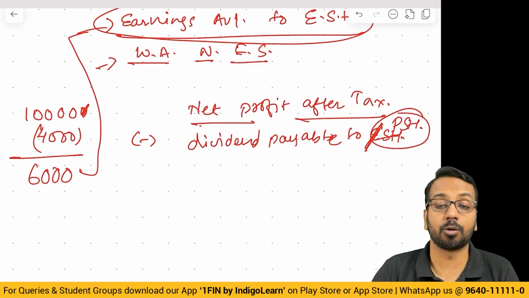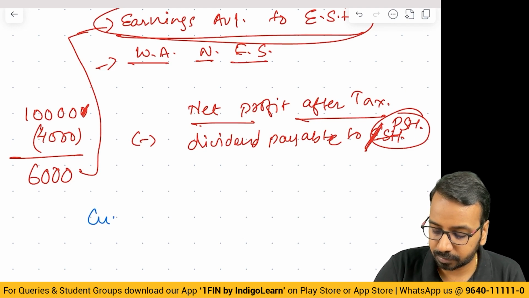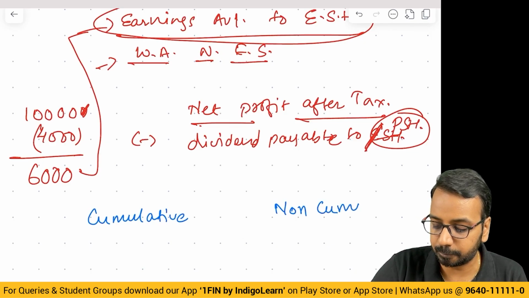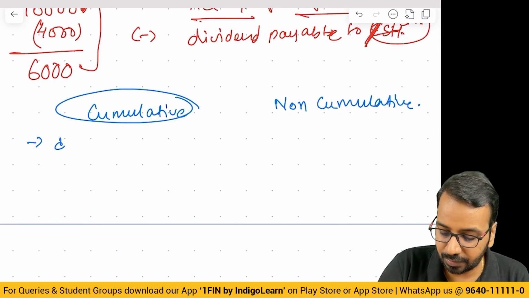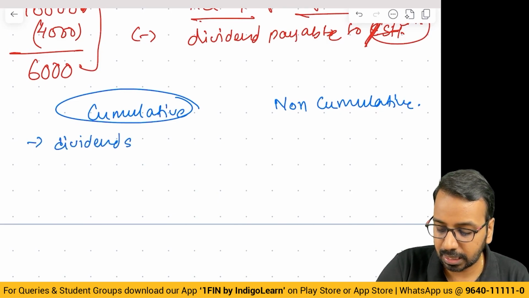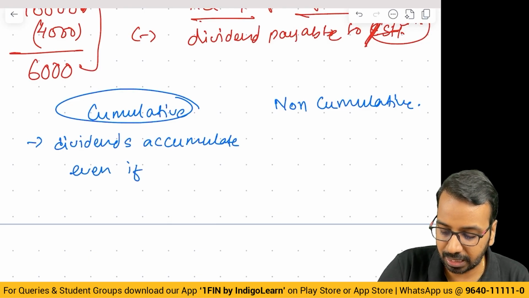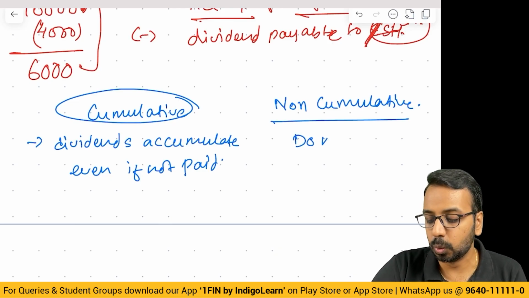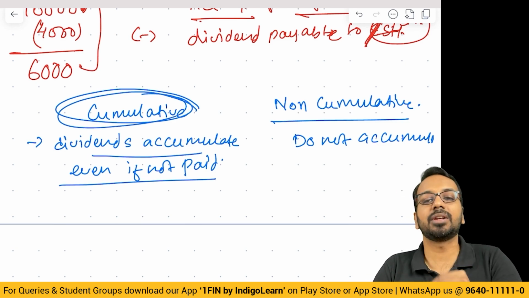Now, when it comes to preference shareholders, there are two categories of preference shareholders. One, we say cumulative. Second one, non-cumulative. In cumulative preference shares, dividends accumulate even if not paid. In case of non-cumulatives, dividends do not accumulate, right? So, cumulative dividends accumulate even if it is not paid.